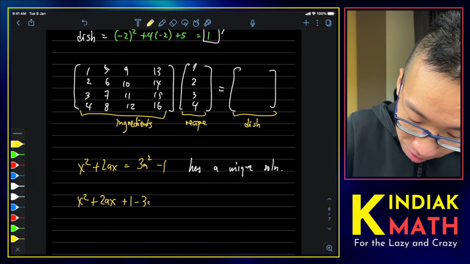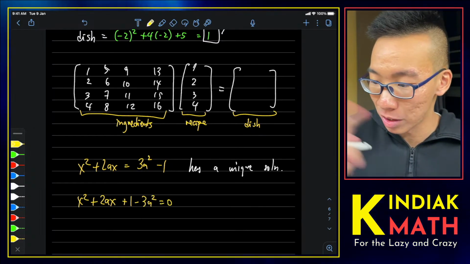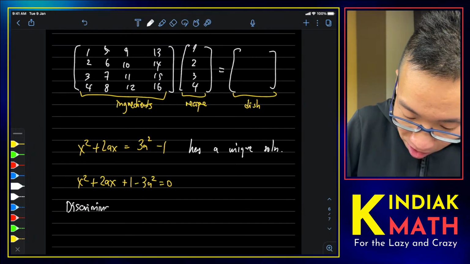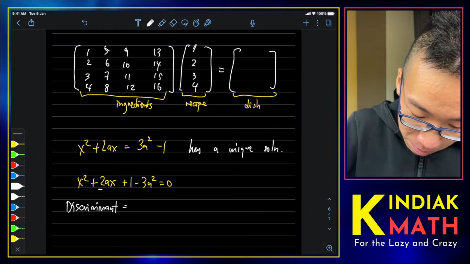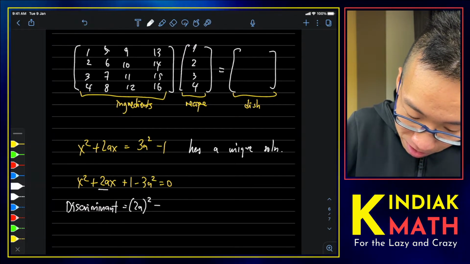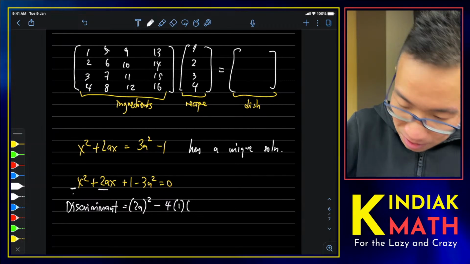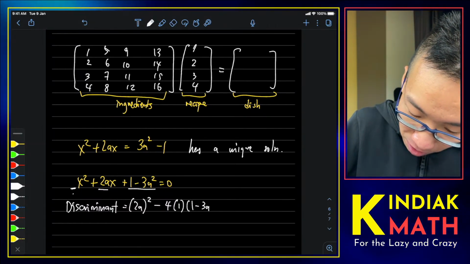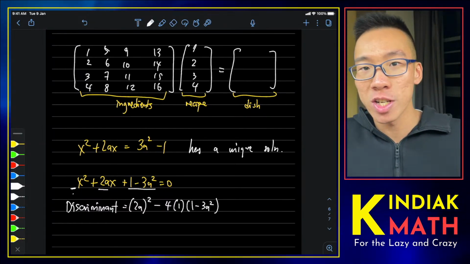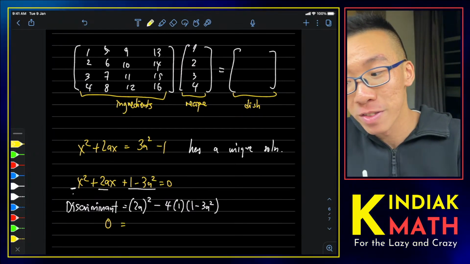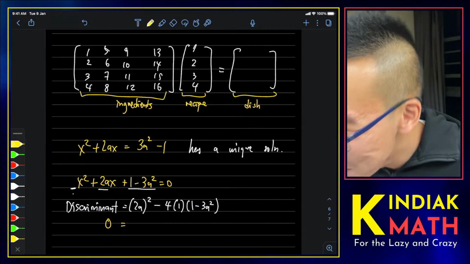So I'm going to bring this whole term over to the left side and calculate the discriminant, which is b squared minus 4ac. And the idea is that if this equation has a unique solution, the discriminant should equal 0. But we will solve that after the advertisement.